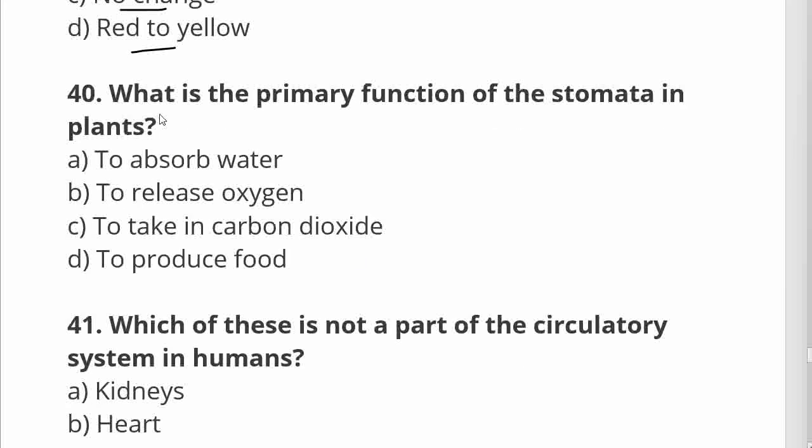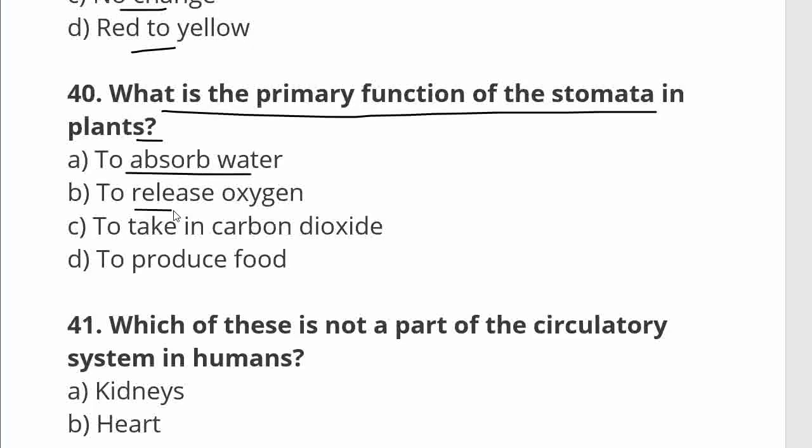Next question. What is the primary function of the stomata in plants? Options are A to absorb water, option B to release oxygen, option C to take in carbon dioxide, option D to produce food. The right answer is option C to take in carbon dioxide. Stomata are small pores formed on the surface of leaves that allow the exchange of gases including the intake of carbon dioxide, which is necessary for photosynthesis.